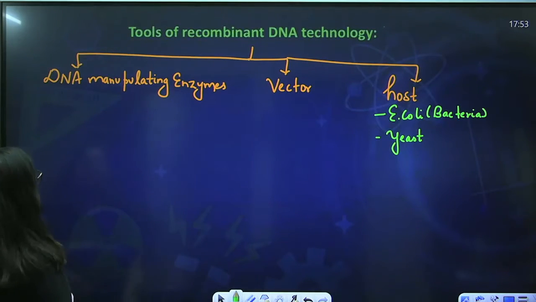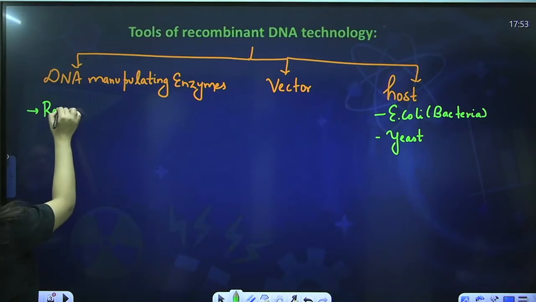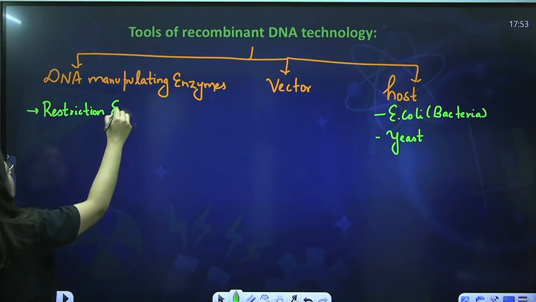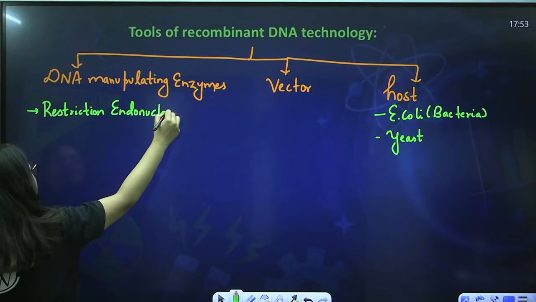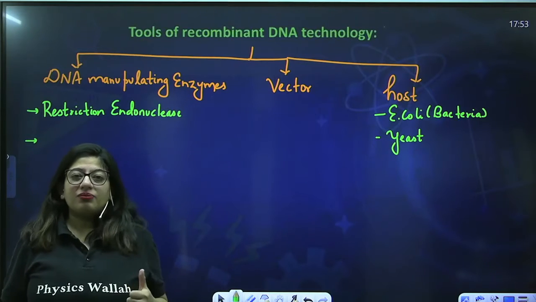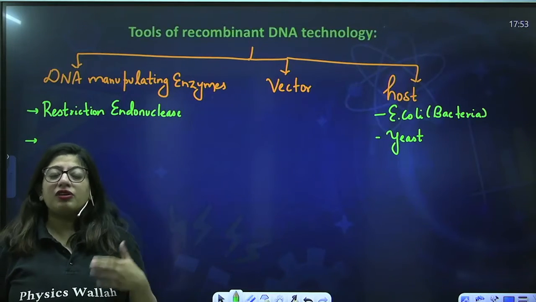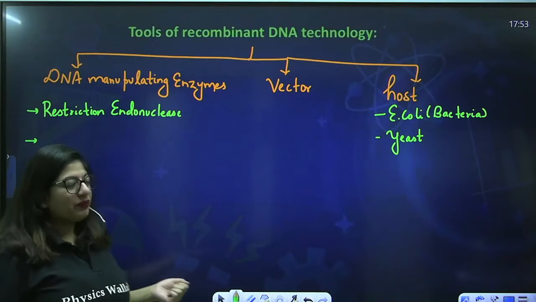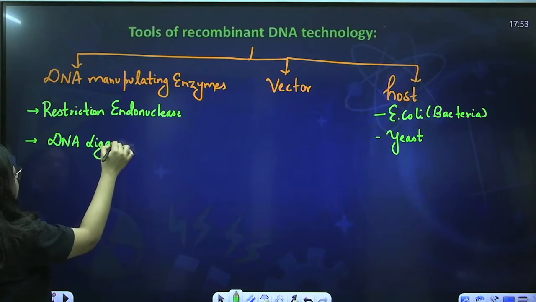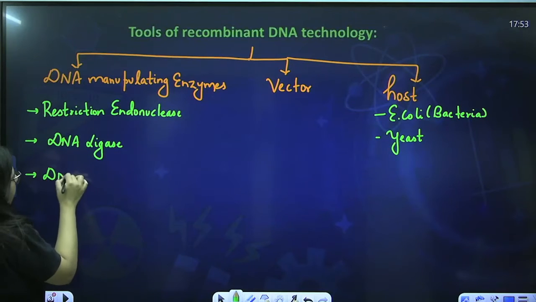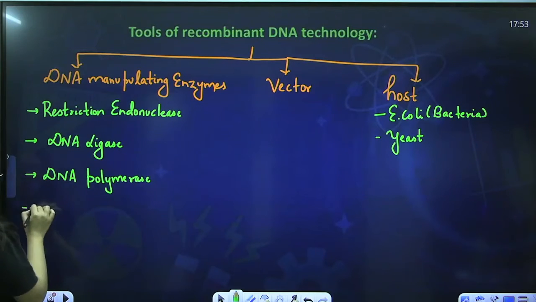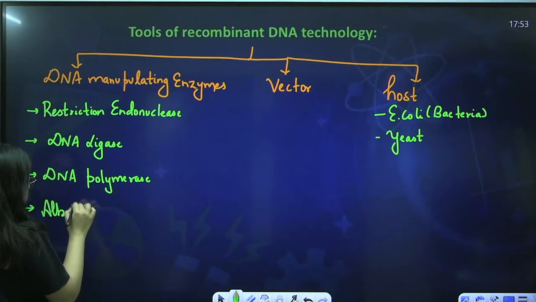Now let's talk about enzymes. We have various types of DNA manipulating enzymes. The first one is restriction endonuclease, the most common enzyme, and the discovery of this enzyme was like a boom in recombinant DNA technology. Without this enzyme, the biotechnology we are doing nowadays would be different and a little more difficult. The next enzyme that we have is DNA ligase. Another enzyme we have is DNA polymerase, and the last one we have is alkaline phosphatase.